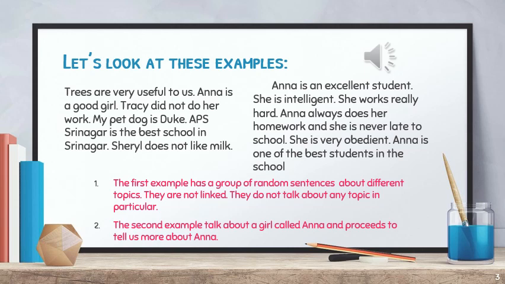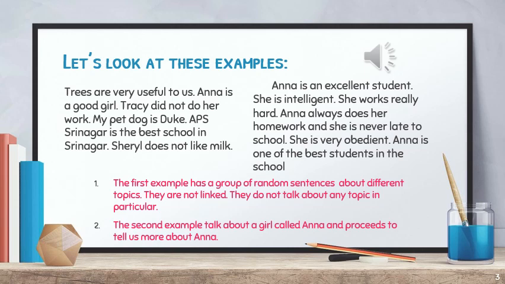Now let's look at another example and see how a paragraph looks like. All right. Okay, so Anna is an excellent student. She is intelligent. She works really hard. Anna always does her homework and she's never late to school. She is very obedient. Anna is one of the best students in the school.